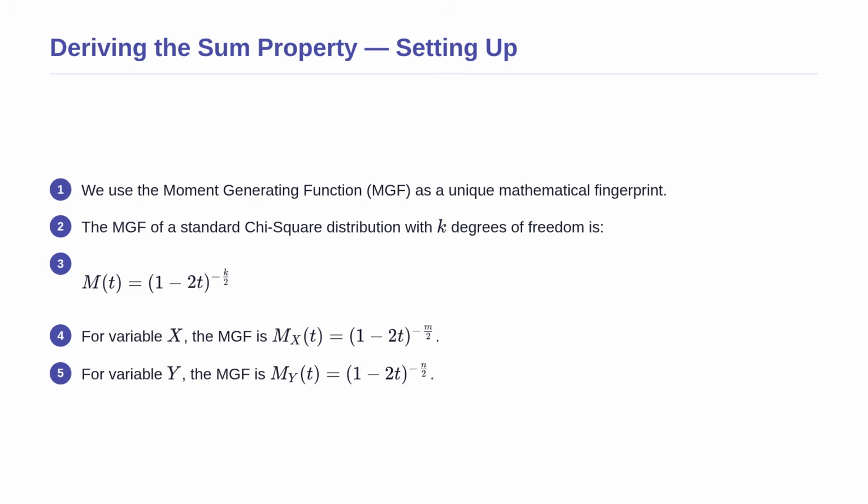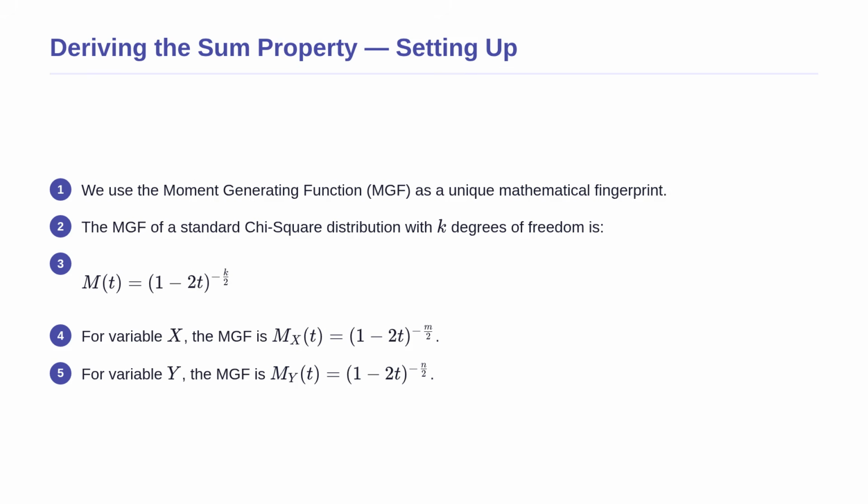Now that we have used this formula, let us understand where it comes from. To prove this property mathematically, we use a tool called the moment generating function, or MGF. Think of an MGF as a unique mathematical fingerprint for a probability distribution. No two different distributions have the exact same MGF.